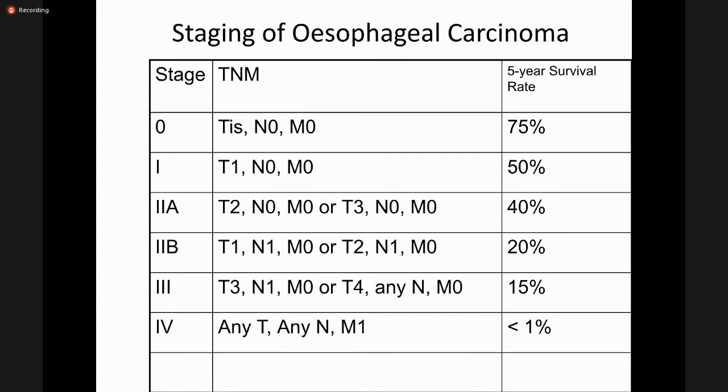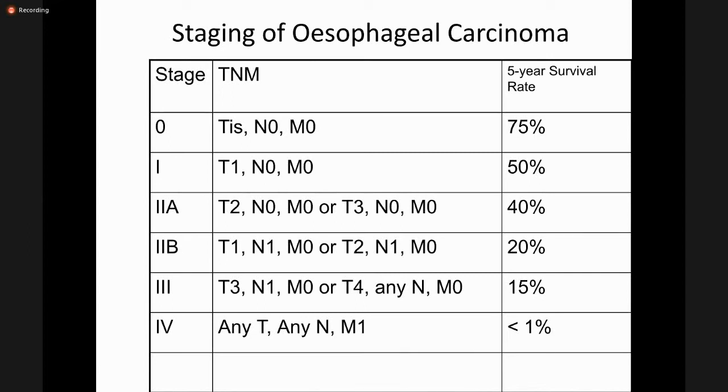N0 means no node involved, N1 means nodes are involved, and M0 means no distant metastasis, and M1 means distant metastases are there, either in the liver or lung or other distant organs. Actually, you have to remember T1, 2, 3, and 4. According to that, we can divide it into stages.